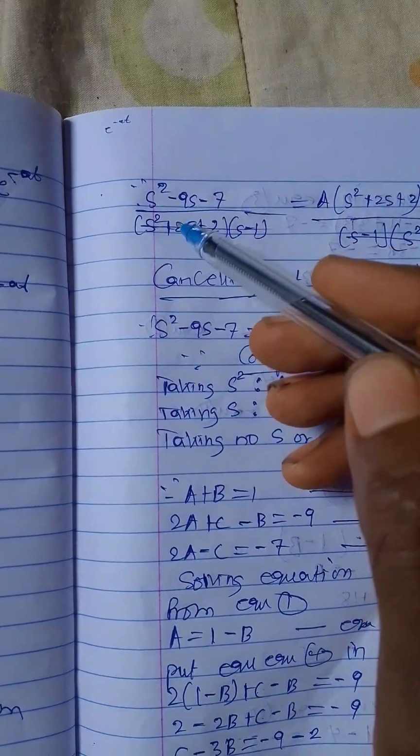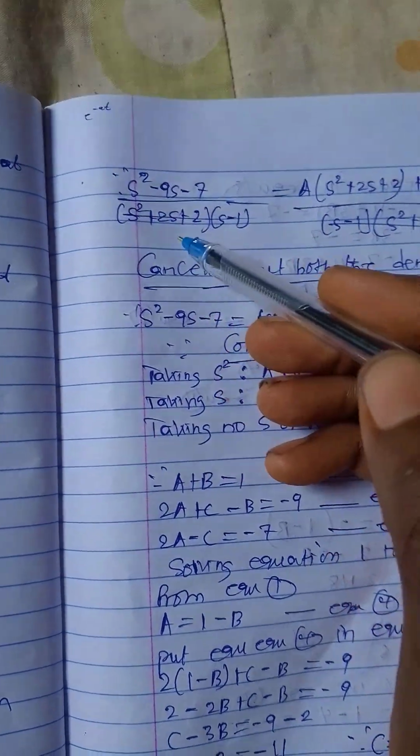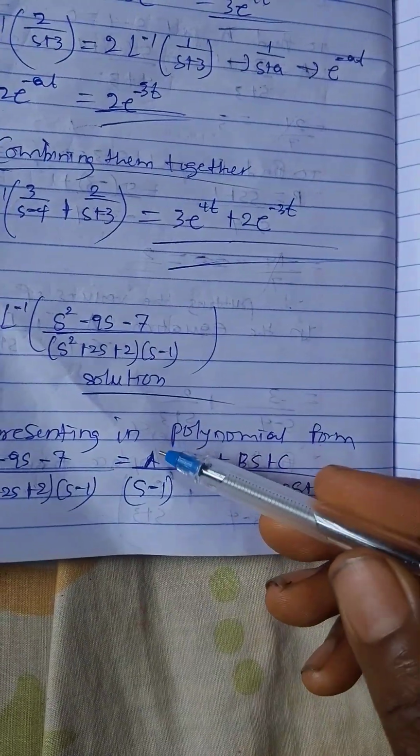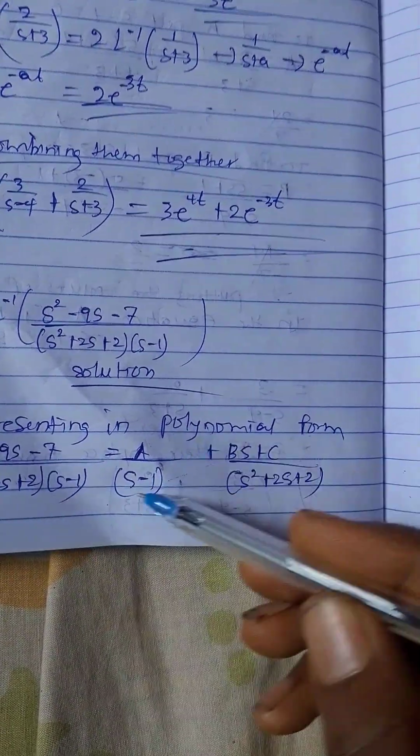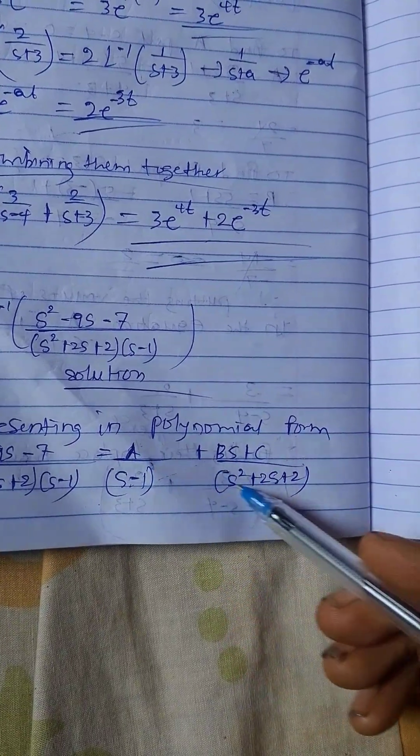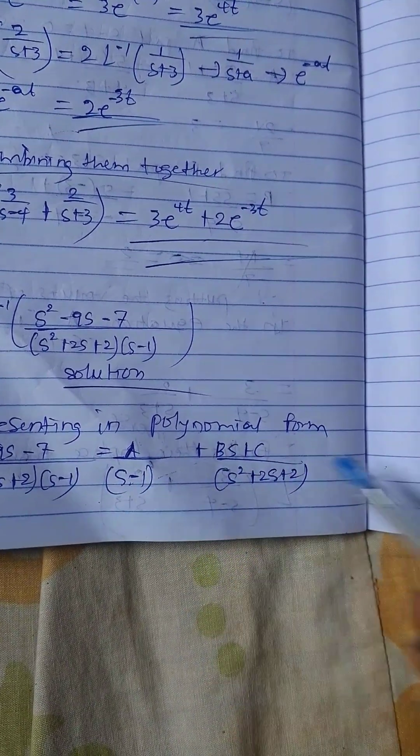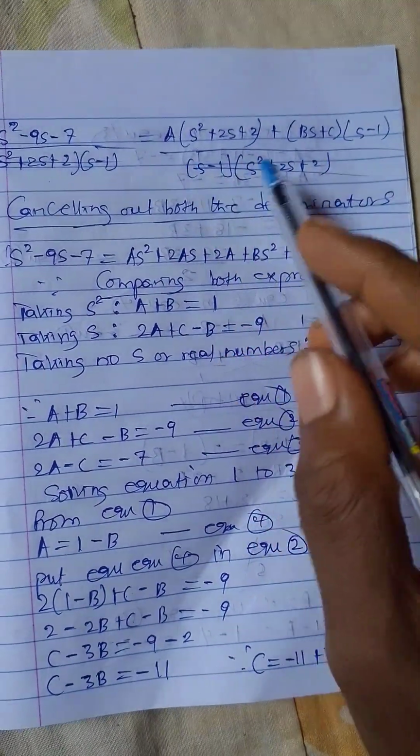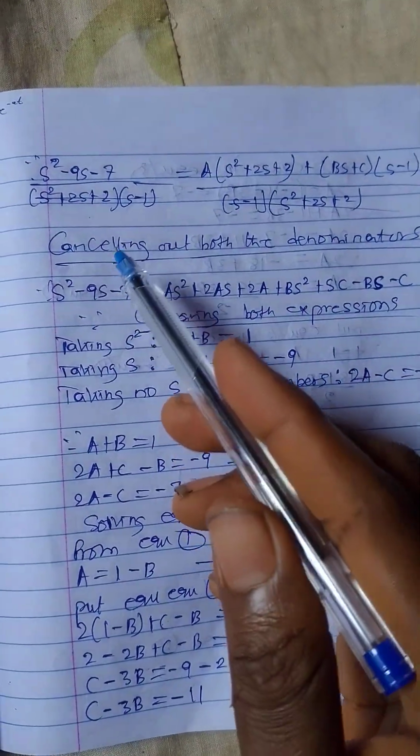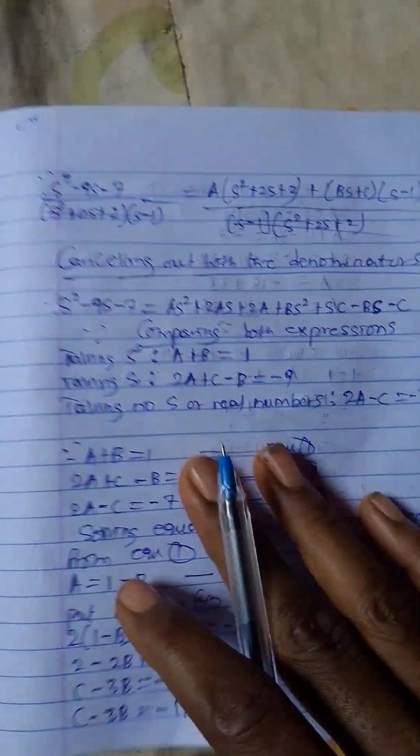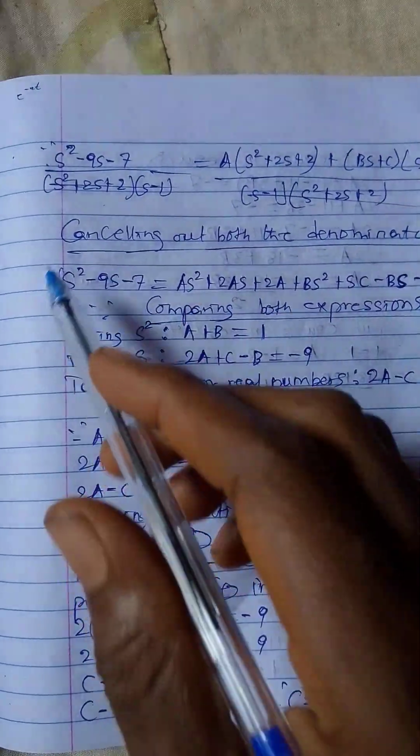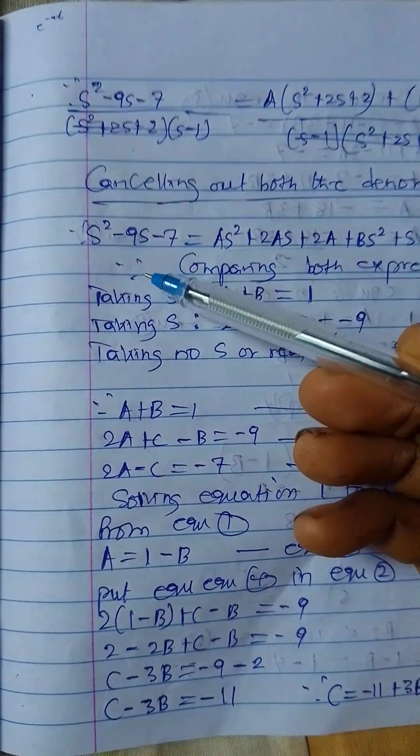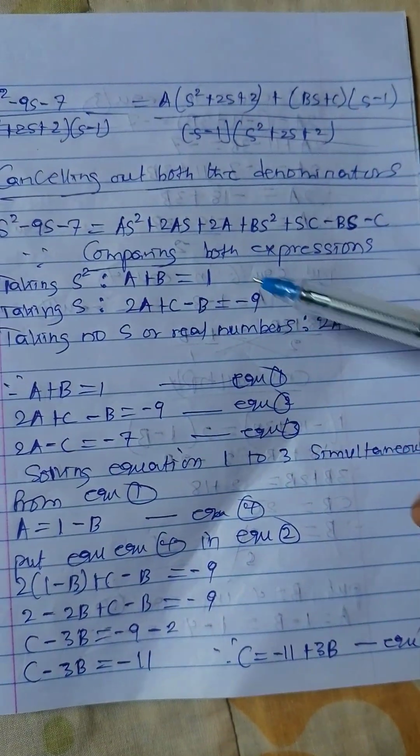So therefore that becomes x squared minus 9x minus 7 all over x squared plus 2x plus 2 bracket x minus 1, which is equal to what? If I cross multiply, this times this plus this times this, all over this times this. So after doing that, I have to cancel out both denominators, meaning that everything here is out. So that remains x squared minus 9x minus 7 is equal to, expanding everything here will give me this.